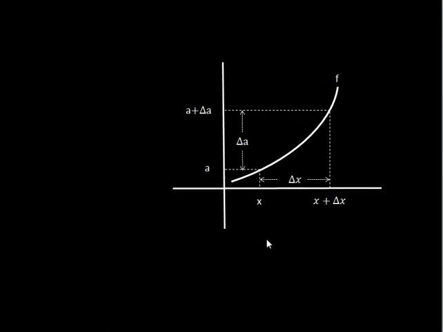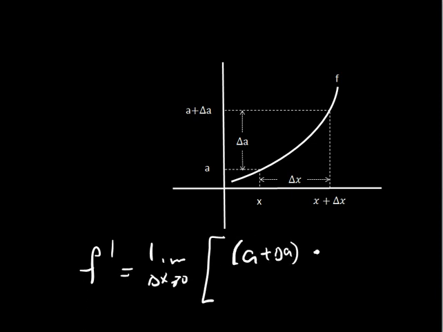Another way this can be shown is that instead of f of x, we're going to assume that at x our function takes on the value a, and at x plus delta x our function takes on the value a plus delta a. So in this case our derivative is going to be the limit as delta x approaches 0 of a plus delta a minus a over delta x.